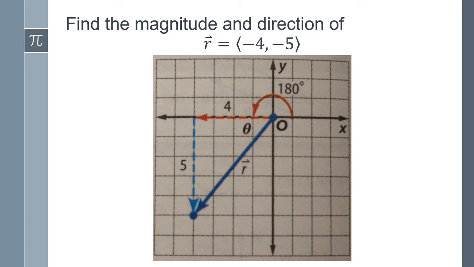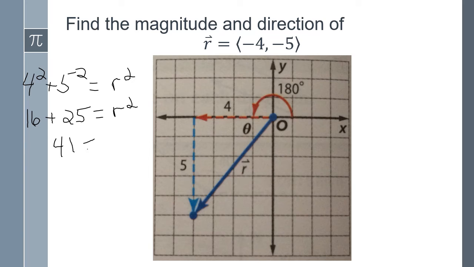So we're going to use the Pythagorean theorem to find the length of r, the vector r. So 4 squared plus 5 squared equals r squared. Then 16 plus 25 equals r squared, so 41 equals r squared. So r is equal to the square root of 41. That's our magnitude.